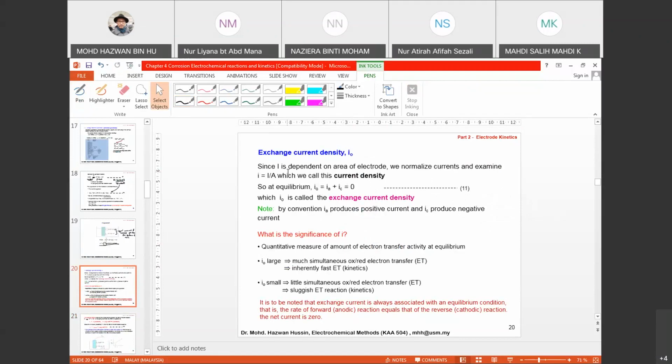Since current is dependent on the area of the electrode, we normalize the current and examine current density. If you still remember from chapter 3, current density is denoted by small i, which is equal to the current over the area.